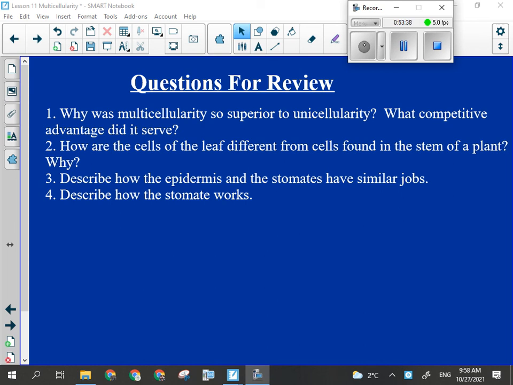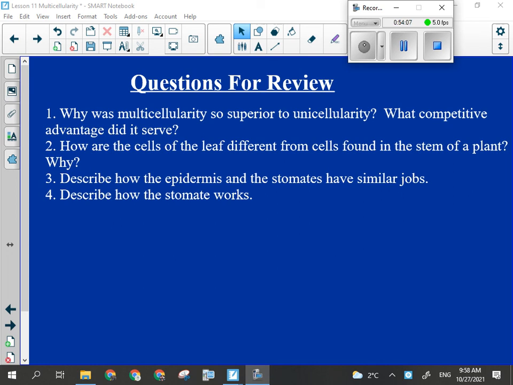That's good. How are the cells of the leaf different from cells found in the stem of a plant? What does the stem of a plant have to do? Bring stuff up and support what's above it. So it's going to be structurally different. Its cell walls will be stronger. It's going to be more about being able to maintain shape and maybe having the ability to make vessels that can conduct water and nutrients.